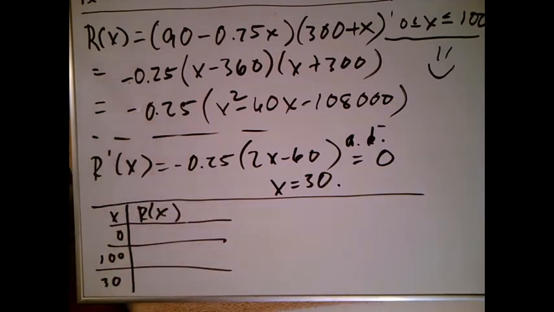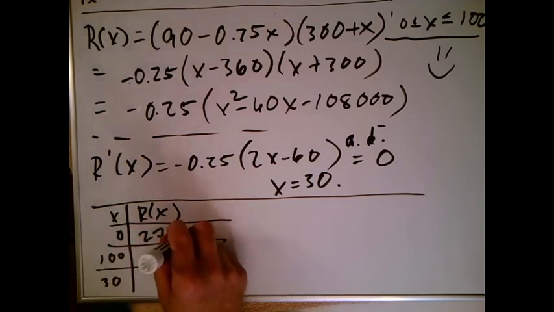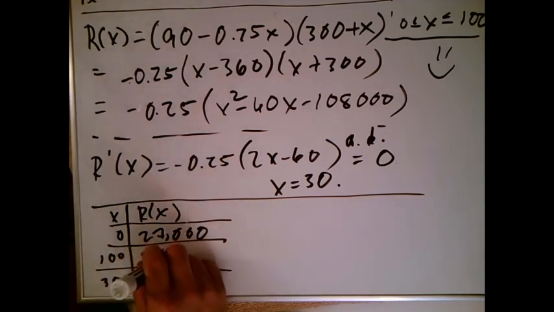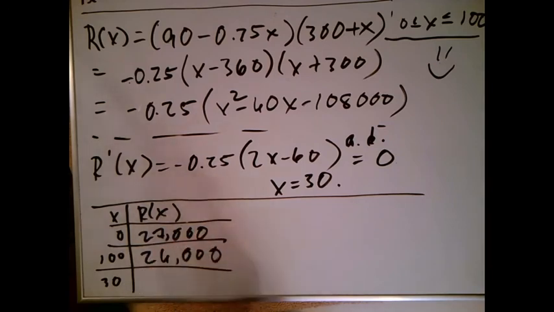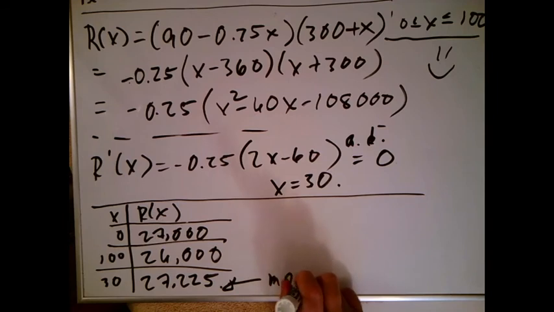Now when I plug 0 in, according to my calculator, we get 27,000. I don't mind having the calculator do this because they're just doing arithmetic. When we do 100 chairs, we actually make less. Right? We're giving too much of a discount, so we're actually making less money. If we sell 330 chairs or rent 330 chairs, according to my calculator, we get $27,225. So the maximum value happens here. We only want to rent them 330 chairs.